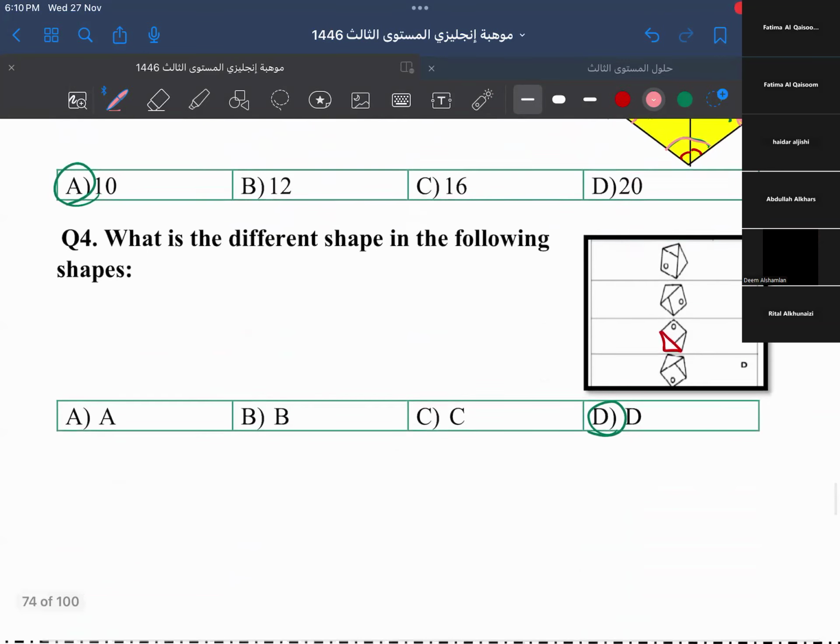And for question 4, we're looking for the different shape. In all the shapes, we see that the big angle is on the left, except for D. When you try to rotate it, you're going to see that it's on the right. So here, D is going to be the different one.